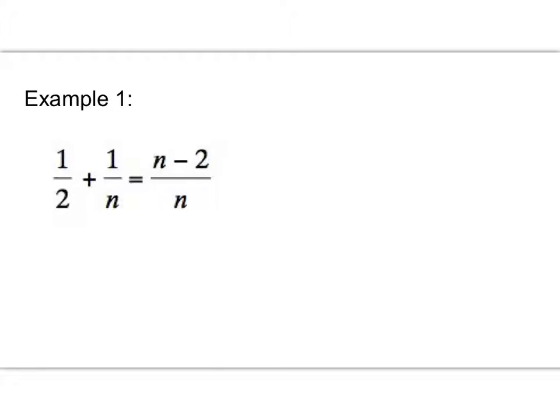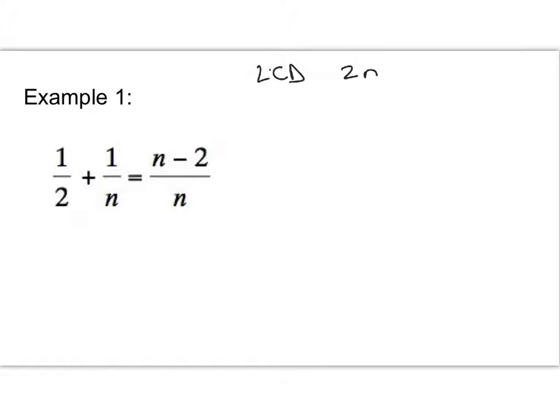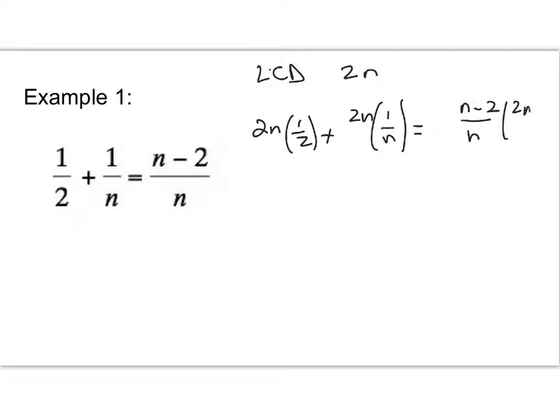Okay, my first example, I have 1/2 plus 1 over n equals n minus 2 over n. And the lowest common denominator here is going to be 2n. Let's get the pencil back. So, the lowest common denominator is 2n. That means I'm going to multiply every single one of those terms by 2n. So 2n times 1/2 plus 2n times 1 over n equals n minus 2 over n times 2n.